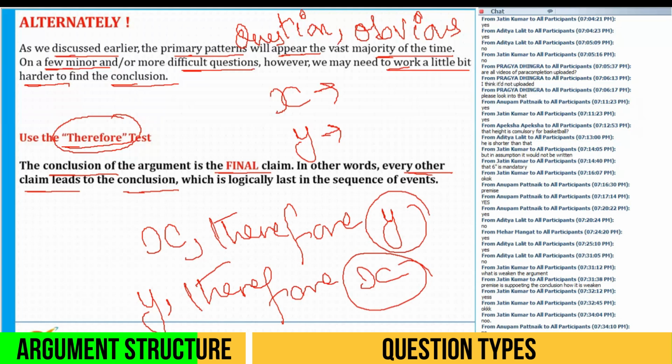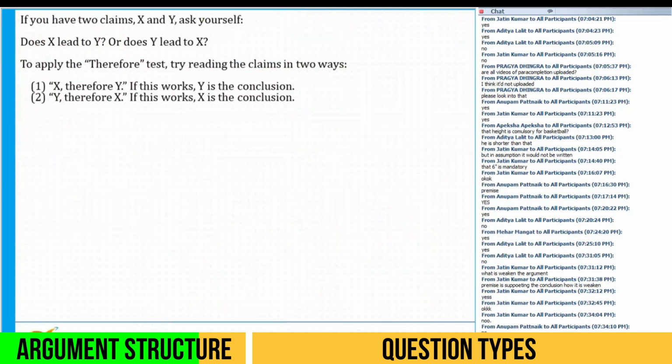Okay? You treat one of the statements as X and the other statement as Y. Read it X therefore Y or Y therefore X. Whichever makes sense, that will tell you what is your conclusion. For example, whatever I just told you here, it's mentioned over here. If you have two claims, if you have confusion between two statements, consider one to be X and the other one to be Y, and then ask yourself, does X lead to Y or does Y lead to X? If X therefore Y works, that means Y is the conclusion. If Y therefore X works, then that means X is the conclusion. It's as simple as that.